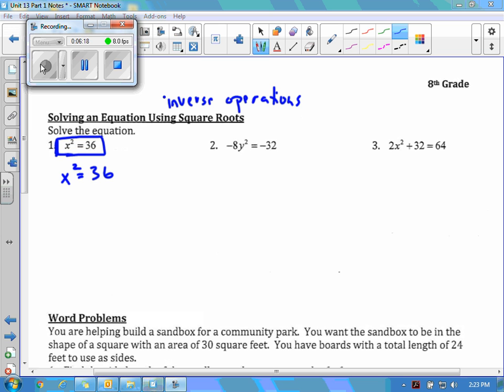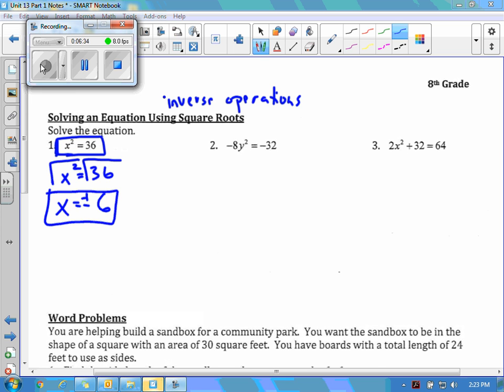That has not changed. Okay. Still trying to get x by itself, so I square root both sides. The square root of x squared is x. A square root and a square cancel each other out. The square root of 36 is 6, and I do plus or minus because either one would work.